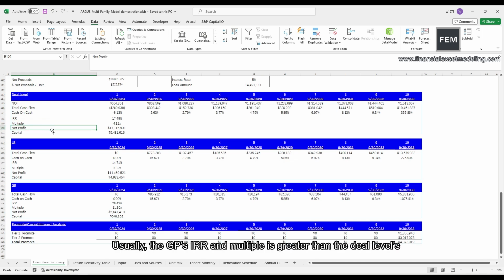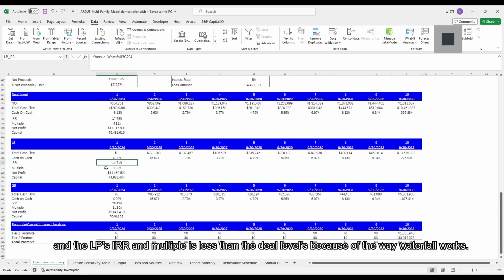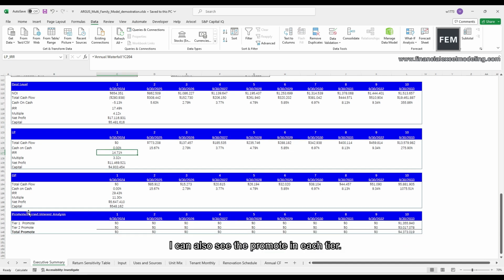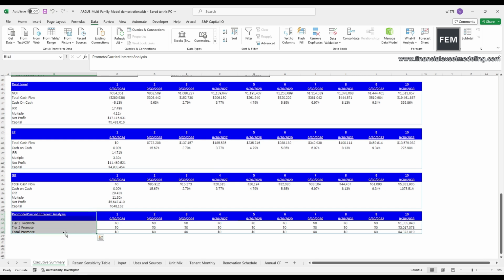Usually, the GP's IRR and multiple are greater than the deal level's, and the LP's IRR and multiple are less than the deal level's because of the way the waterfall works. I can also see the promote in each tier.